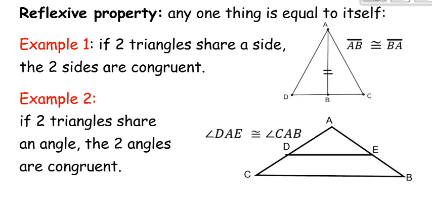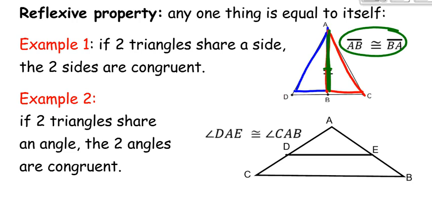Reflexive property, here's a new one. Any one thing is equal to itself. So the reflexive property generally comes into play when I have two objects that are sharing something. They have something in common. For example, in example 1, the two triangles are sharing a side. I have this triangle right here on the left, and then I have another triangle just to the right of it. These two triangles are sharing this middle side right here. So then I can say that AB is congruent to itself, or I can say AB is congruent to BA. The order really doesn't matter when you're talking about line length.